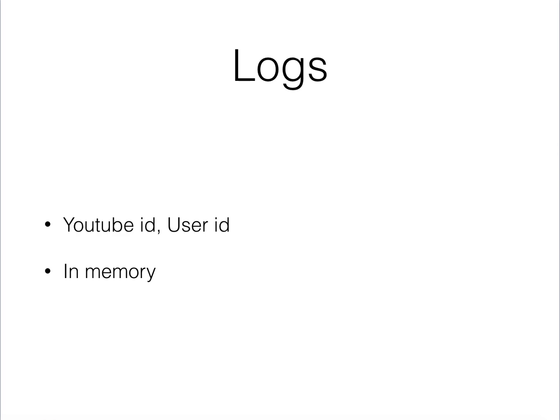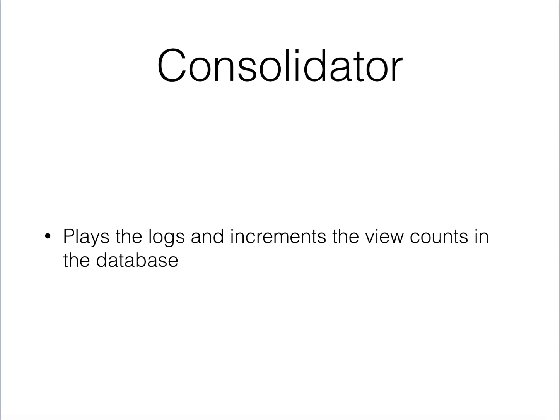So what are these logs? These logs are basically something which would have, so each time a user connects to the server asking for a video, you put in the YouTube ID of the video and the user ID of the user in the log, and you could keep an in-memory log for these servers. Now what would a consolidator do is it would basically play all these logs on different servers, and then it would increment the view counts in the database.